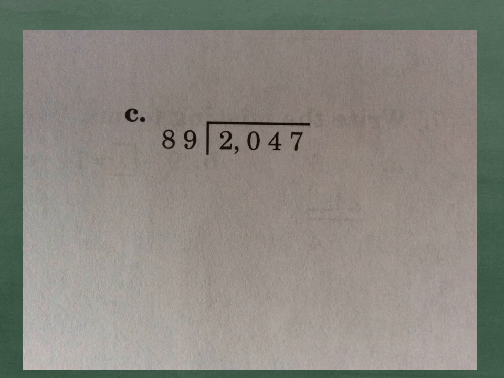C. 89 does not go into 2. 89 does not go into 20. But 89 does go into 204. So we know our first number is going to be above the 4. Now before I say that, 89 is really close to 90. So in estimating, instead of 8, let's say how many times does 9 go into 20? 9 goes into 20 2 times.